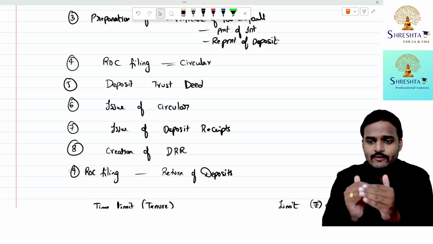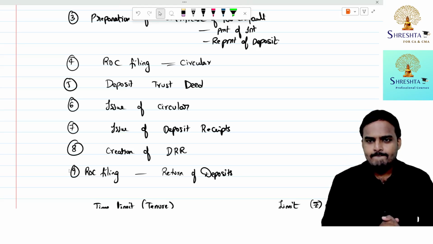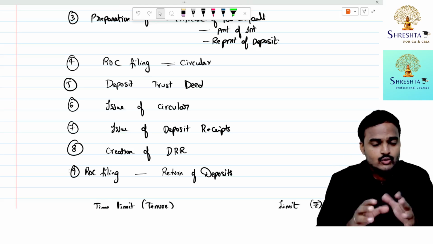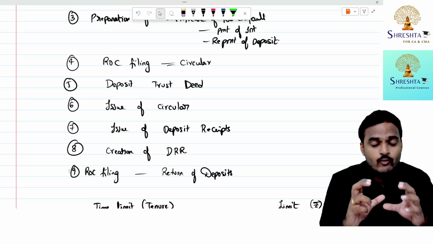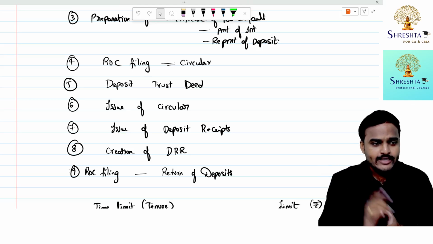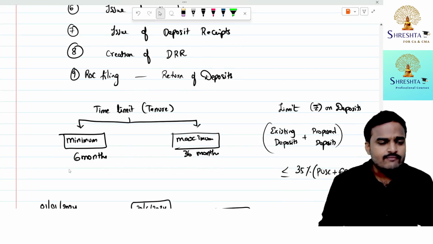I'm not telling in detail. Generally, there is a time limit for issue of deposit receipts, and there is a limit on deposit repayment reserve. And there is a time limit for filings with ROC. I'm just giving an overview. You will get to know after 5 to 10 minutes. So pay attention: issue of deposit receipts, next creation of DRR, next ROC filing.